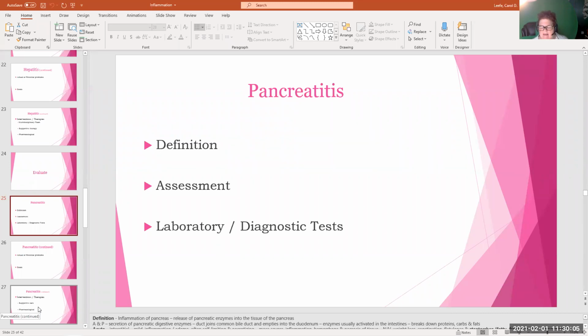A lot of times they'll prescribe a low-fat diet, but that usually comes in conjunction if they have to remove the gallbladder due to gallstones clogging that duct.